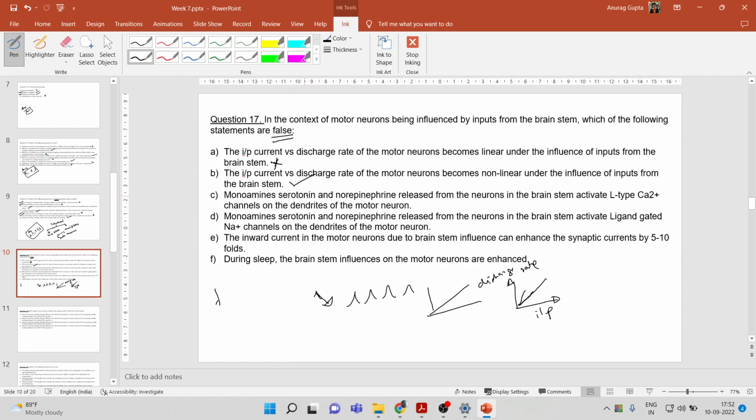C, monoamine serotonin and norepinephrine released from the neurons in the brainstem activate L-type calcium channels on the dendrites of the motor neuron. This is a true statement. D, monoamine serotonin and norepinephrine released from the neurons in the brainstem activate ligand-gated calcium channels in the dendrites of the motor neuron. This is false. E, the inward current in the motor neurons due to brainstem influences can enhance the synaptic currents by 5 to 10 folds. This is correct. And F, during sleep, the brainstem influences on the motor neurons are enhanced. This is false.